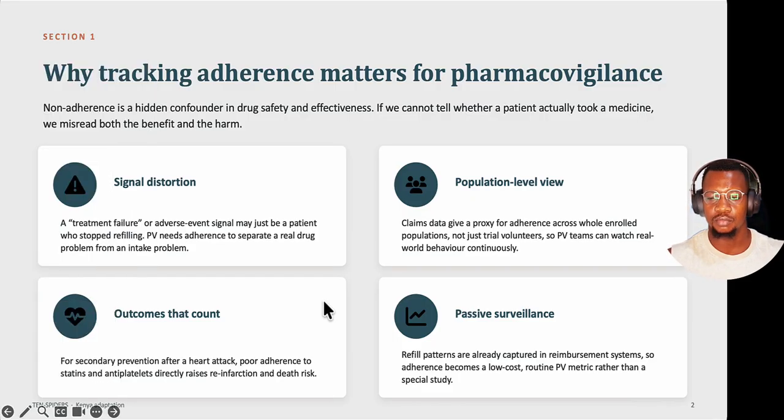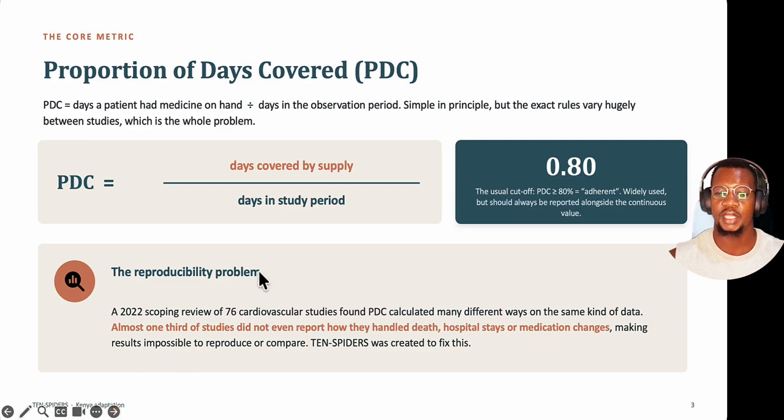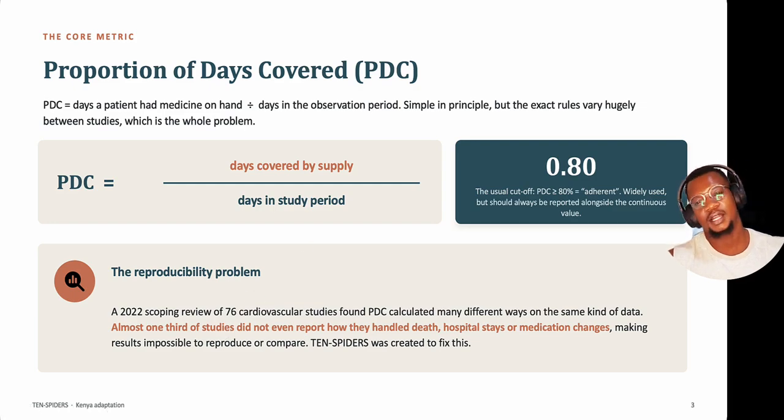So on to the next slide, we are looking at the method that was used, which is proportion of days covered, what we call PDC, or rather the approach. What's PDC? You take the days a patient has medicine on hand, you divide that by the days in the observation period, or the days that you think they took this medication. Not that you think, rather, that is true. Then the usual cutoff point is 80%. Below that, they are non-adherent. Above that, or at least 80%, they are adherent.